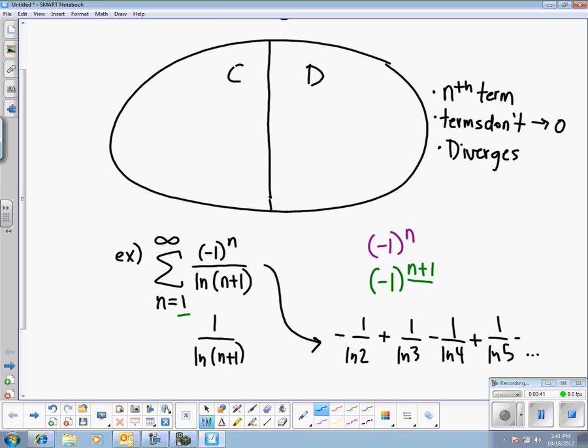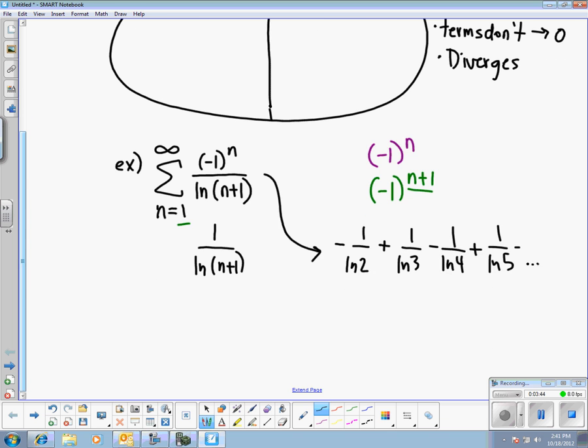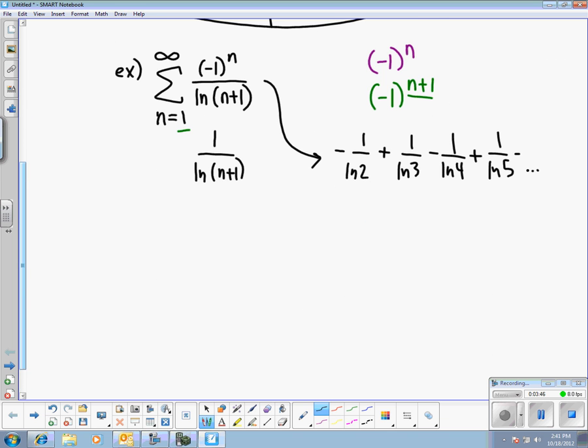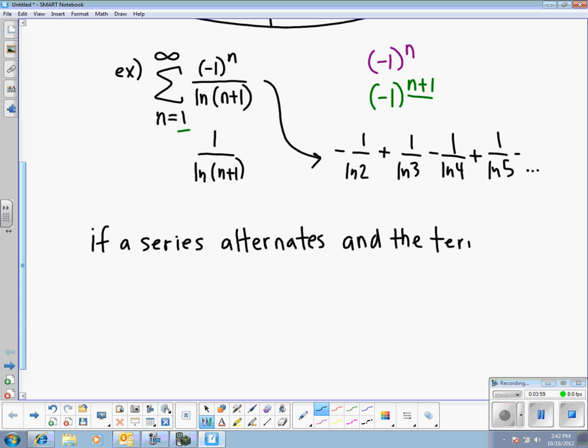Here's the great thing about the alternating series test. If a series alternates and the terms approach 0, then the series converges.